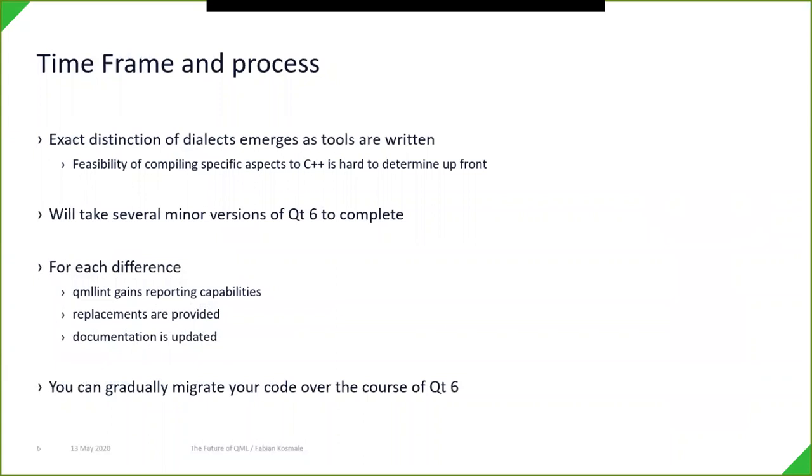Now, what's the time frame? What's the process? How do we arrive there? Now, first of all, this is still kind of in progress. So the exact distinction of the dialects is currently still emerging as we are writing the tooling for everything. And we expect it to take several minor versions of Qt 6 before the strict mode is completed. The dynamic mode is, of course, already usable as is because it's just the same QML as it's in 5.15.